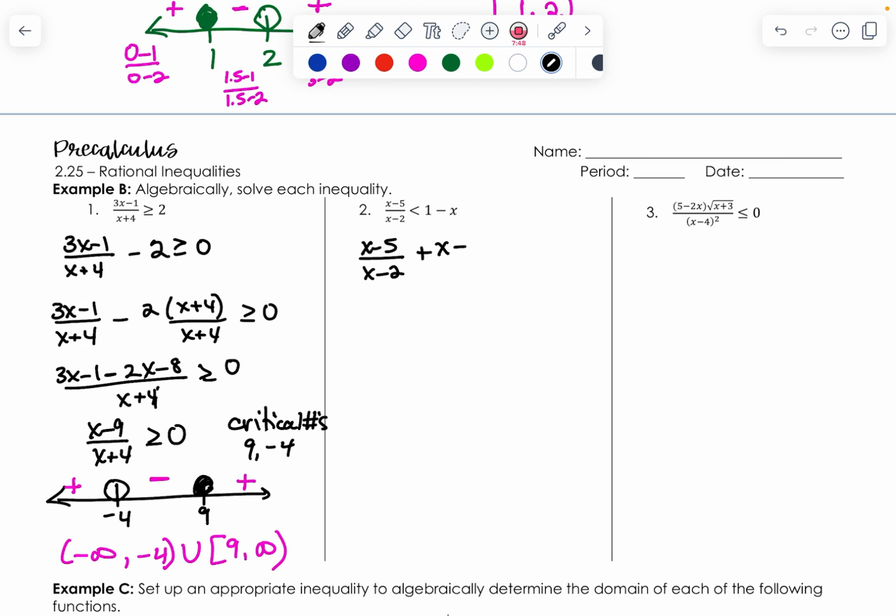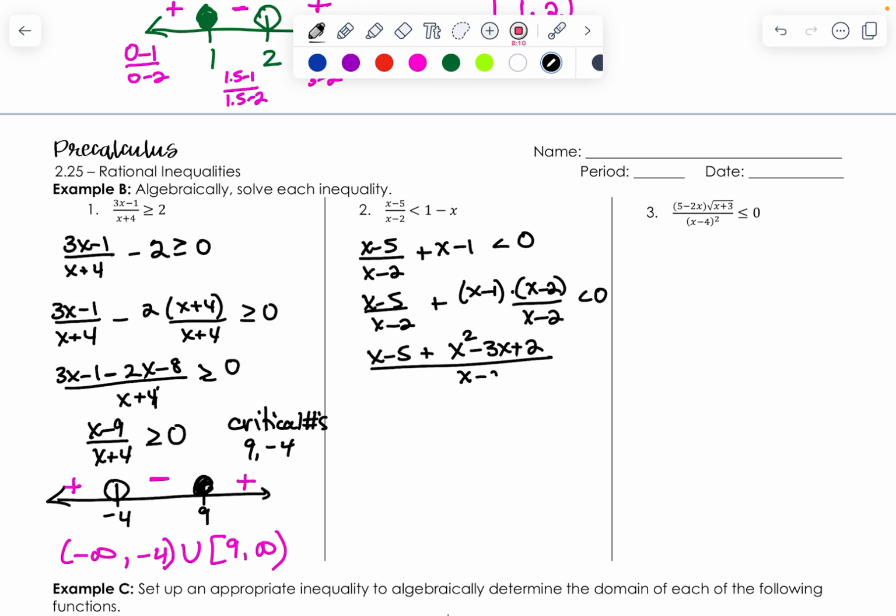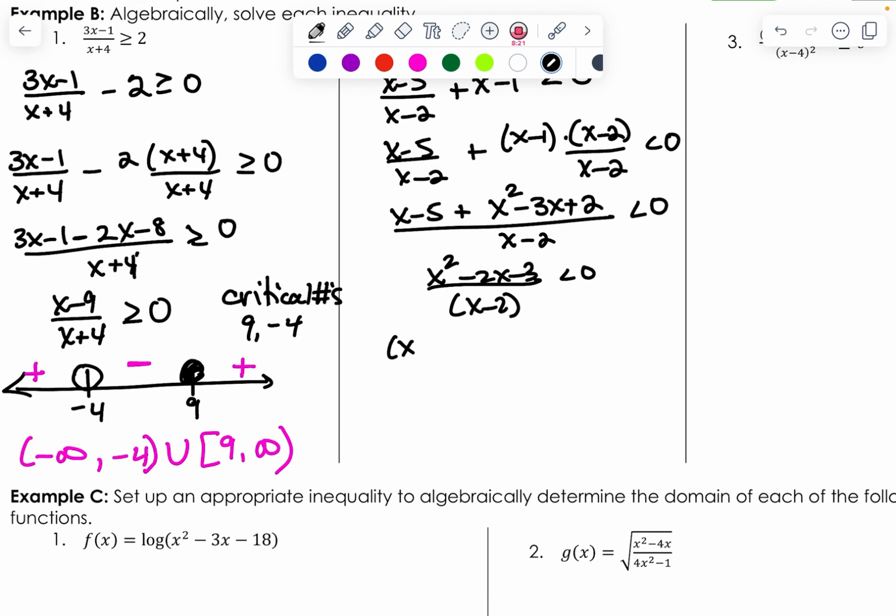We're going to add x and subtract 1. So I'm going to treat x minus 1 as a quantity, and then I'm going to be multiplying it by x minus 2 over x minus 2. So that's x minus 5 plus x squared minus 3x plus 2. That's going to be x squared minus 2x minus 3. So this is going to factor into x minus 3, x plus 1 over x minus 2.